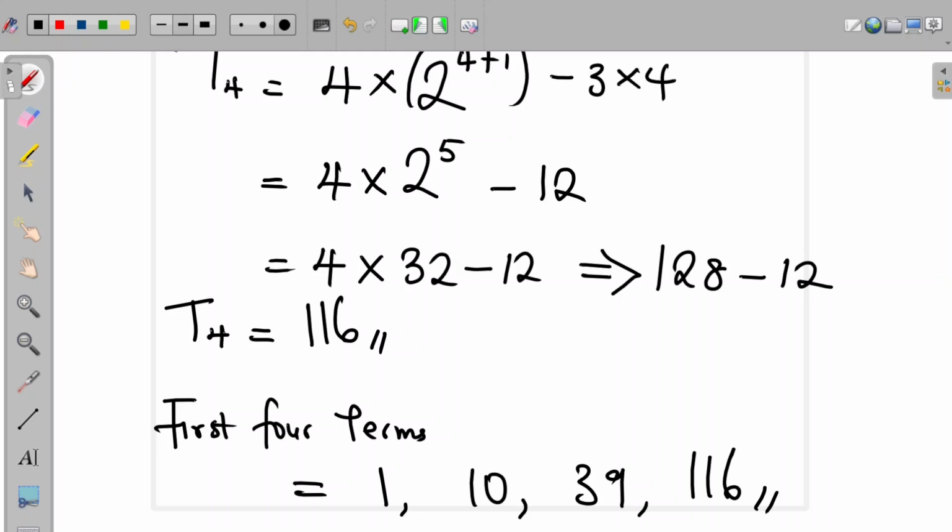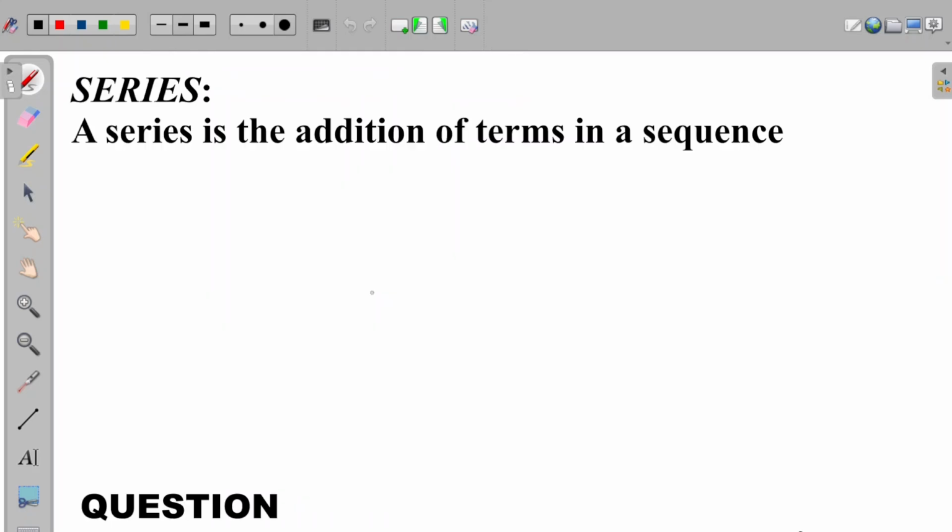Let's now dive into series. So a series is the addition of terms in a sequence. So we have discussed a sequence. Now, when we sum the values gotten from the sequence, we form a series.